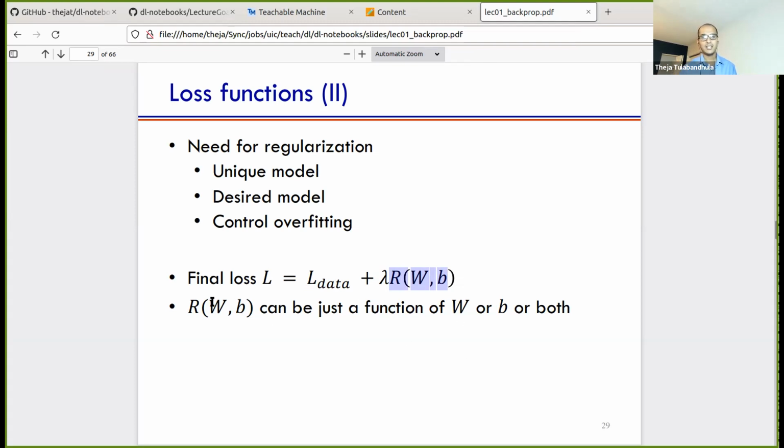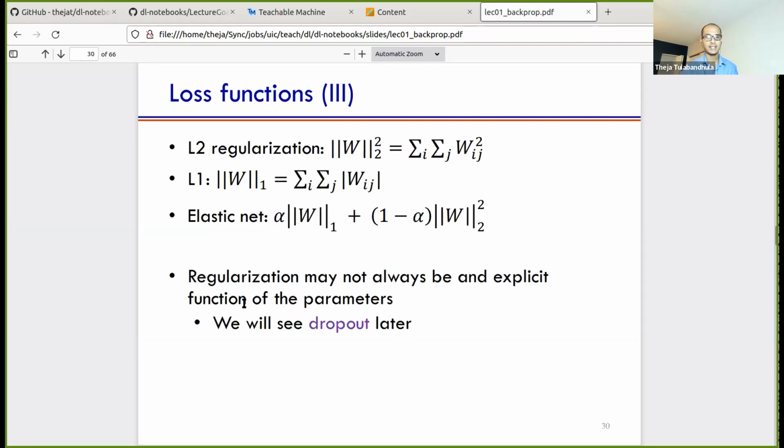In fact, even for these two parameters here, W and B, you can have a very similar interpretation. L2 regularization, or the ridge type of regularization, is just the sum of the squares of the entries of the matrix W.